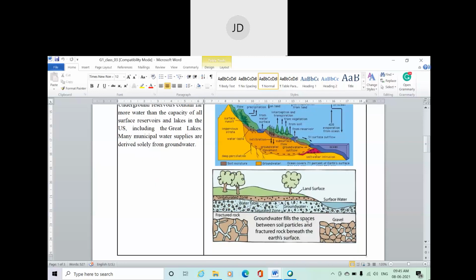This is another diagram you can also go through. It's a very basic diagram. This is the land surface. There is surface water. Under this there is groundwater, filled with soil particles and fractures of rock. So all these things are there.